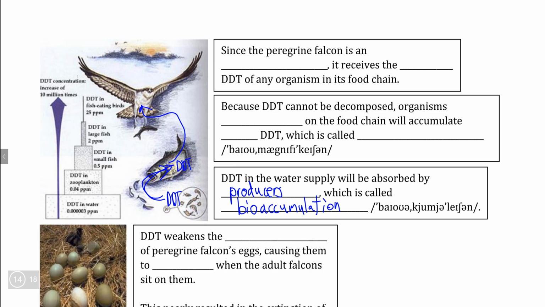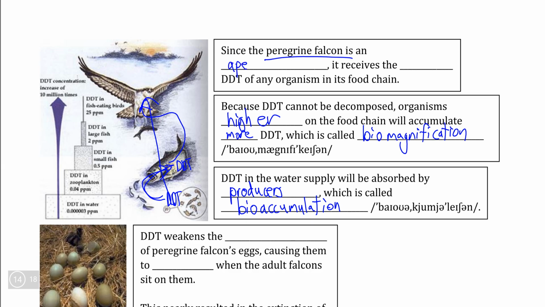So because DDT cannot be decomposed, this actually threatens organisms that are higher on the food chain and will cause all of the DDT that's absorbed by plants to eventually end up at the top of the food chain, resulting in them having the most DDT accumulated. This process is what we call biomagnification, referring to the quantity of a poison reaching very, very high levels within the apex predator population. And one example of an organism that almost went extinct because of this is the peregrine falcon.